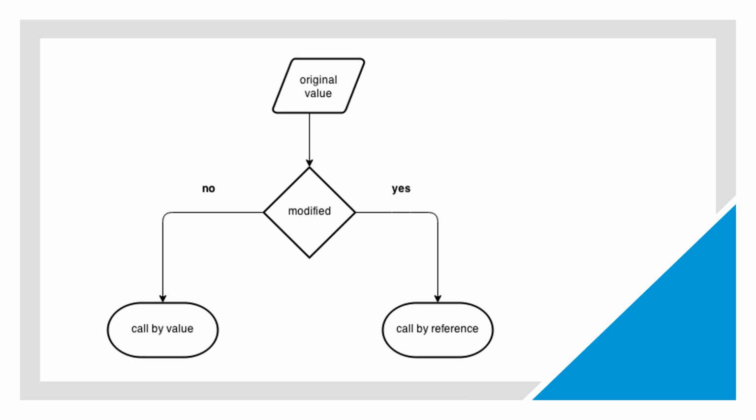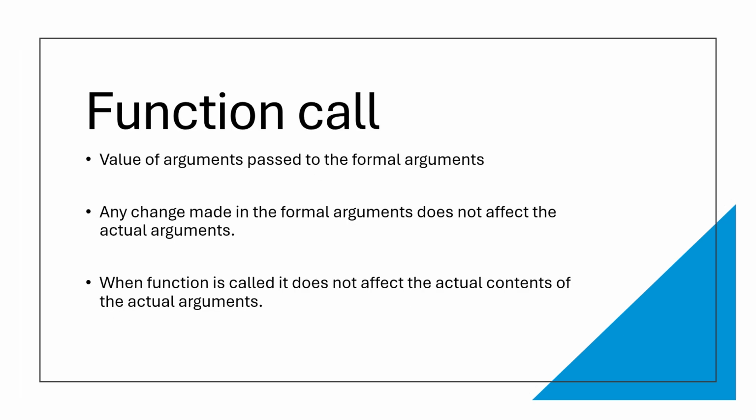Suppose there is an original value. If we modify the original value, functions are divided into two types: call by value and call by reference. If the original value is modified, it is call by reference, because in call by reference we are using the address of the values and modifying them. If only a copy of the value is modified, it is call by value.